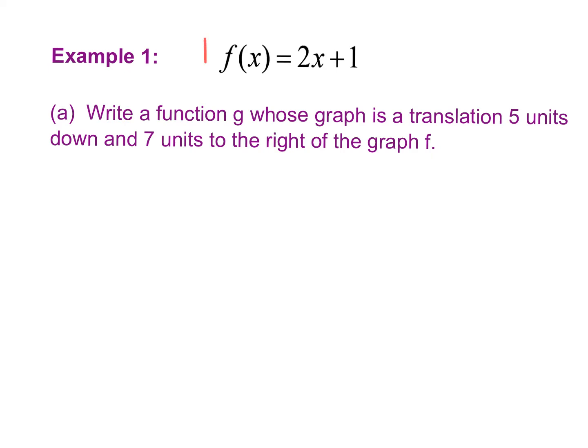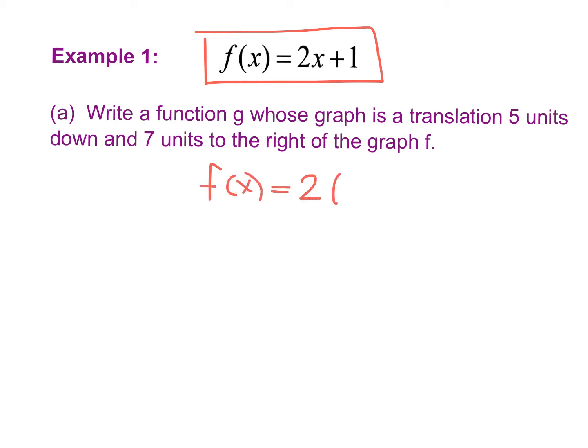So what I'm going to do to start is rewrite this equation to contain parentheses around x, so I can see where I might be adding an h value in. So I'm going to rewrite this to be f of x is equal to 2, parentheses, x. I know x is in there alone right now, but just bear with me. We're going to add it in there. And then we have the plus 1 on the outside.